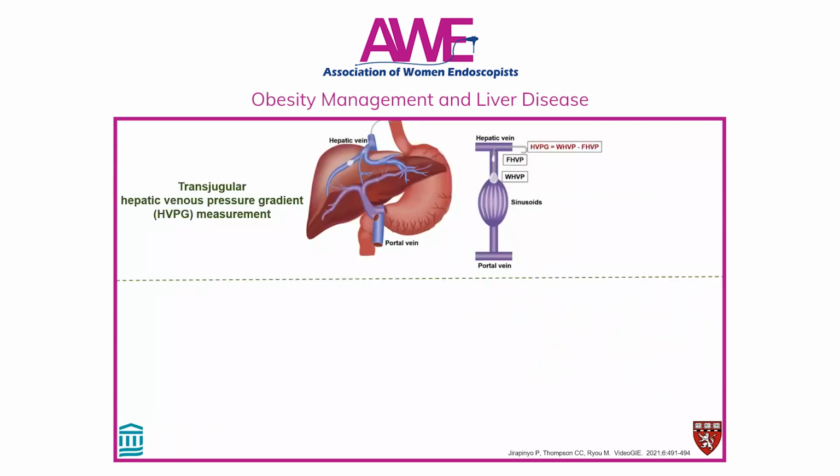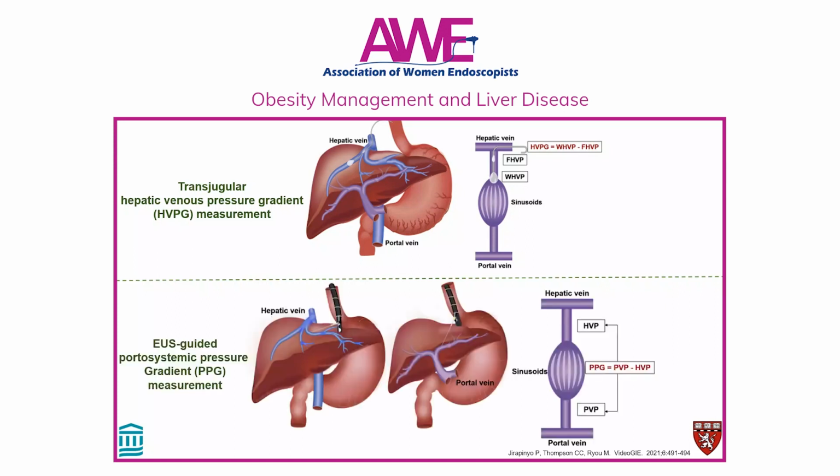Traditionally, HVPG measurement can be performed by our IR colleagues to determine if patients have portal hypertension, which is defined as when an HVPG is greater than 5 mmHg. More recently, we can also perform EUS-guided portal systemic pressure gradient, or PPG, measurement to assess for portal hypertension. As shown in the cartoon here, we pass a 25-gauge needle into the hepatic vein and portal vein to measure their pressures. The difference between these two pressures represents the PPG value.